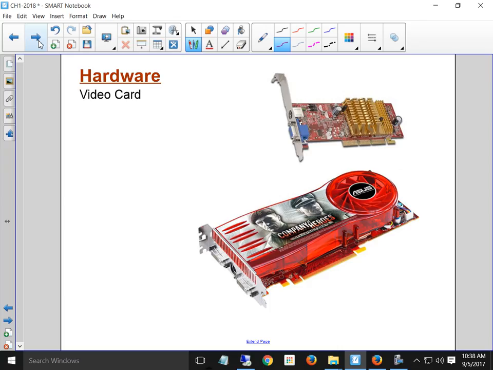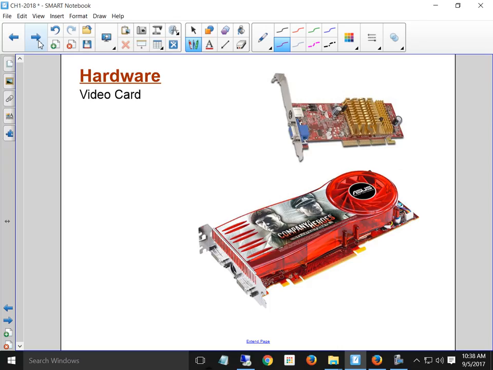This one at the time probably cost around $400. You can spend $3,000 on a video card. Okay, you can spend more on a video card than you do on the entire rest of the system, depending on the system that you've built. So this is usually the most expensive extra part that you add on your computer. Okay, depending on what you're doing with your computer.